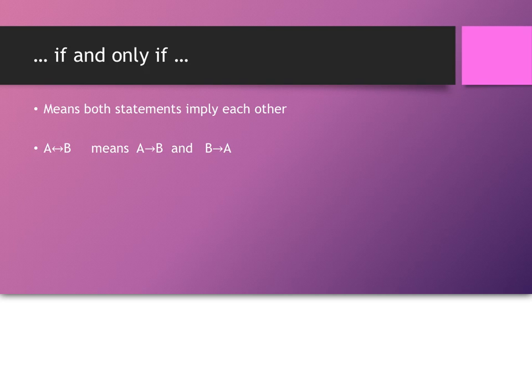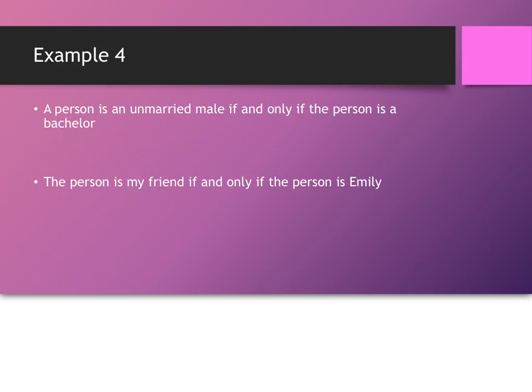Now, I want to take a moment to say something about the if and only if statement. If you see the words if and only if, okay, it's meaning both. Essentially, A implies B, so if A, then B, and also the reverse of that, if B, then A. So it means both statements imply each other. All right? So it's kind of like having two if-then statements mashed together. So here's an example of an if and only if statement. A person is an unmarried male if and only if the person is a bachelor, right?